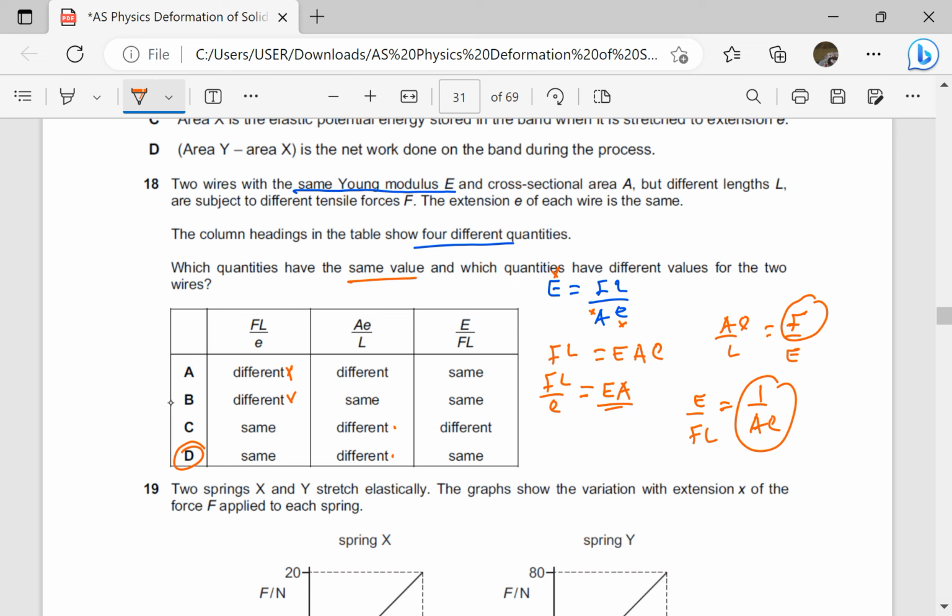Note how I arrived at this. This was constant, it was the same. So FL over e will be the same. Then I'm saying e over FL is equal to 1 over EA. And since area is the same and Young modulus is the same, 1 over EA is the same for both wires, which means e over FL is the same. That's why the answer was D.